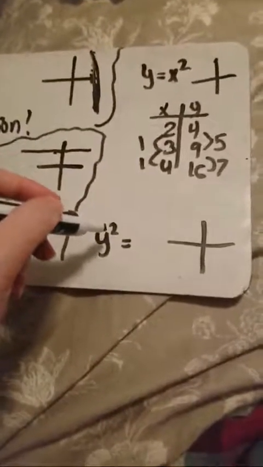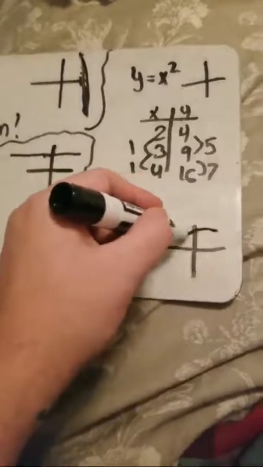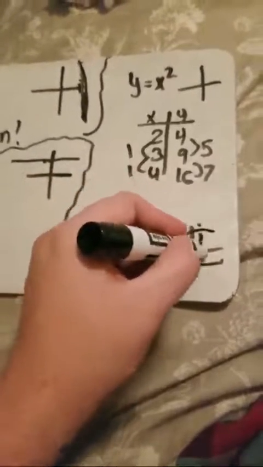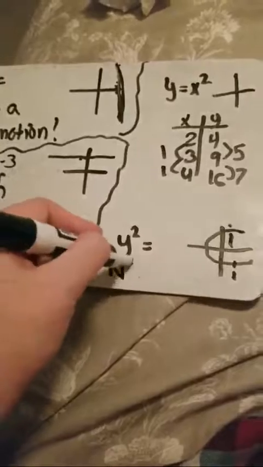Here, y squared would graph like this, so it would not pass the vertical line test. So it's not a function at all.